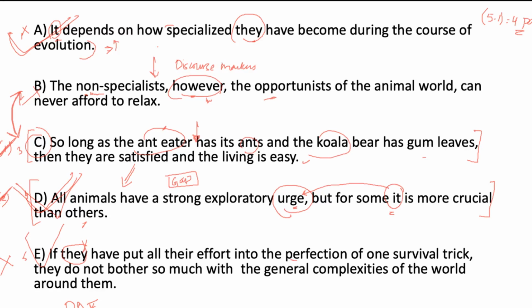It's giving an example. So most probably the example should be after this and the last sentence should be going to be B, because it's like a hypothetical conclusion saying that, all right, so these are the specialists, or the animals which are like specialized in eating one thing, but the non-specialists. So it's going to a different topic, guys. So the non-specialists, however, the opportunities of the world can never afford to relax. Yep. So the correct order of the sequence is D, A, E, C, B.